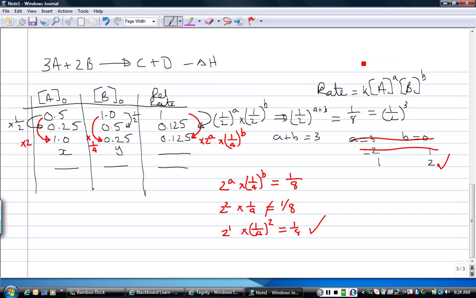So I can now write my rate equation as rate is equal to K times the concentration of A times the concentration of B squared. That is the rate equation for my reaction. The reaction is first order in A, so there's an exponent of 1 understood. It is second order in B, and has an order of 3 overall, which of course I figured out from the very first comparison. Okay, well, let's complete the data table.